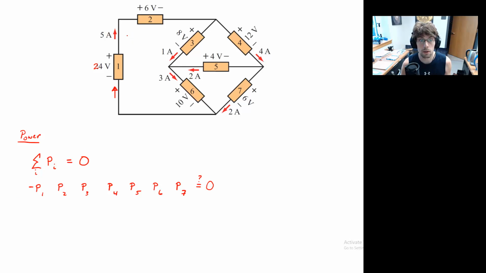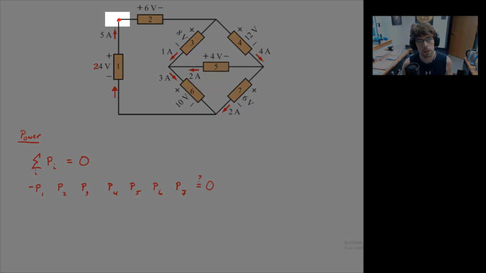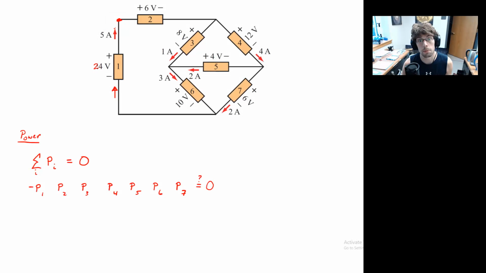And now let's go ahead and walk around the loop. We'll keep going, and we see that this location right here, that right angle in the upper left corner, is a node, not an essential node, a node. So the current flowing through circuit element 1 must also go through circuit element 2. So I'll go ahead and draw that in. So we still have that current going in here. And since it's entering the positive side of that element, then we should have a plus here.